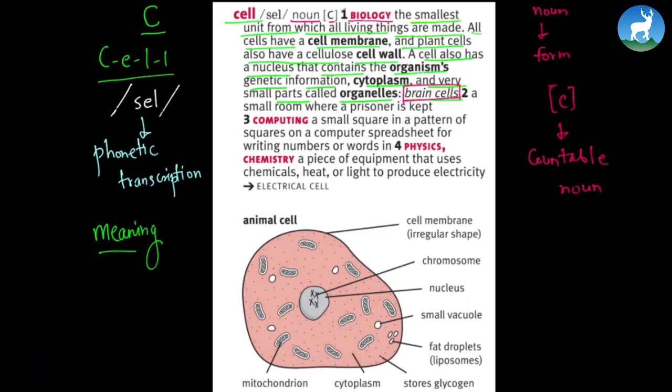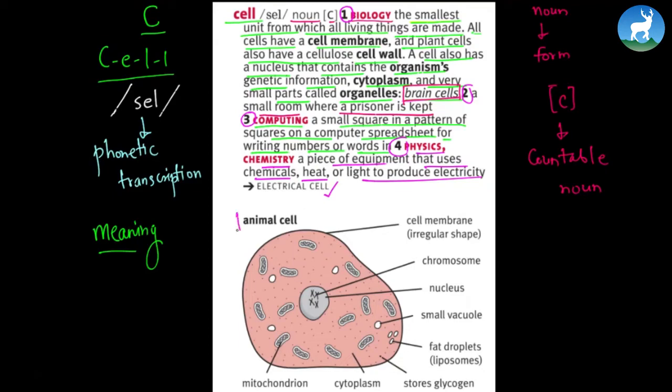This is only the first meaning, right? Now we have another meaning which is shown in number 2. Another meaning of cell is a small room where a prisoner is kept. So completely different meaning, you see. There's more to it. We have a third meaning too. And this is related to computing. It's a small square in a pattern of squares on a computer spreadsheet for writing numbers or words. We have yet another meaning that is from physics and chemistry: a piece of equipment that uses chemicals, heat, or light to produce electricity, for example, electrical cell.